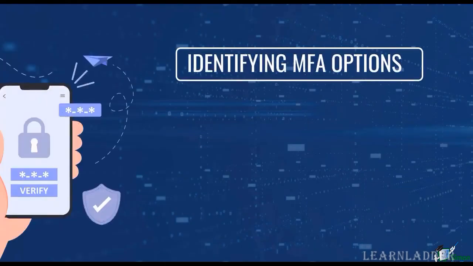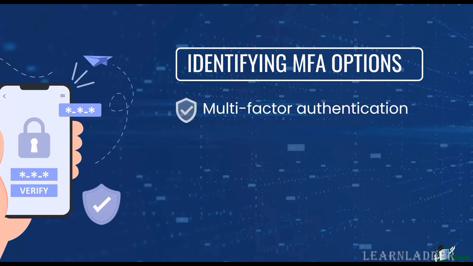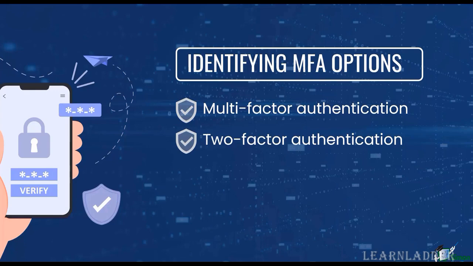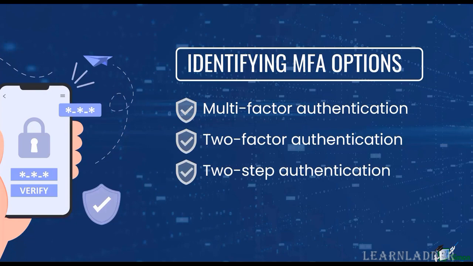The first step is determining whether or not multi-factor authentication is even available. A website might list this option under a variety of different names. Here are some of the most common ones you might see, like multi-factor authentication, which is the general term for using two or more factors for authentication. A more specific term is two-factor authentication, which means using exactly two factors, rather than potentially using three or more in an MFA scenario. Another term is two-step authentication. Same thing, just a slightly different name.